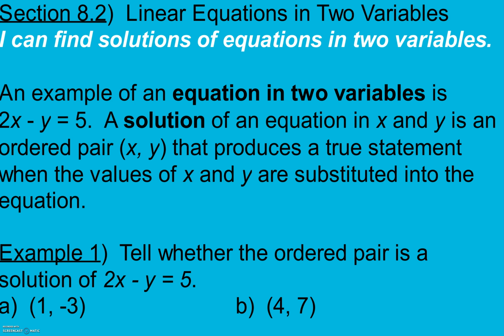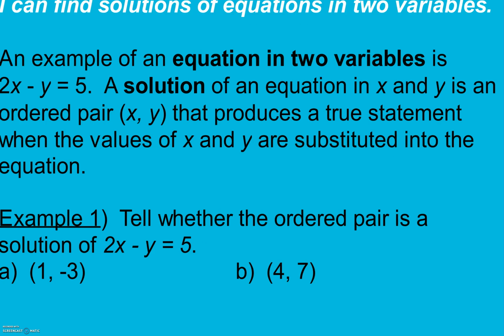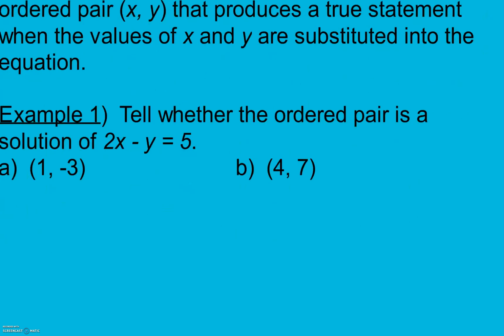So both sides equal the same thing. In example 1, we're going to tell whether the ordered pair is a solution. Everywhere that I see an x, I'm going to write 1, and everywhere that I see a y, I'm going to put in a negative 3. And I'm going to check and see, does this equal 5? I'm going to keep the rest of my equation exactly the same.